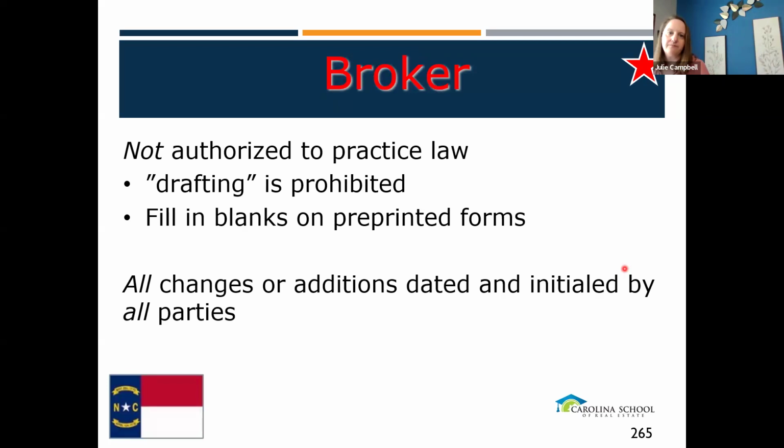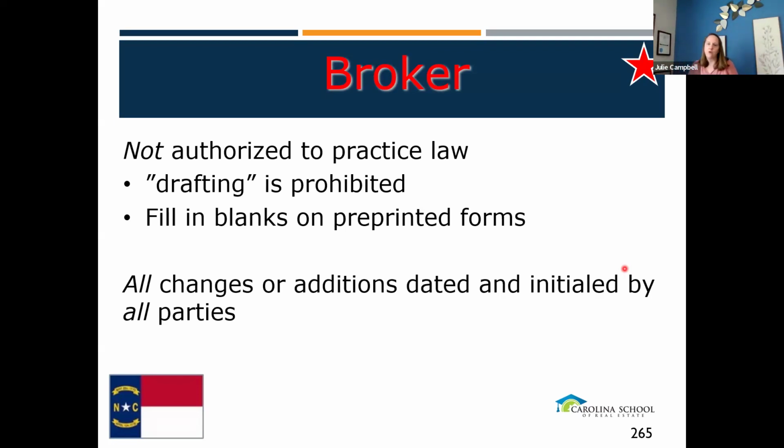I'm not an attorney. The only thing I'm allowed to do is this: attorneys have provided us, and the North Carolina Association of Realtors has provided us, pre-printed forms. And all we're allowed to do is fill in the blanks. So the agency agreements that we looked at were a pre-printed form that I'm allowed to fill in the blanks. Our sales contract is a pre-printed form, and all I'm allowed to do is fill in the blanks.